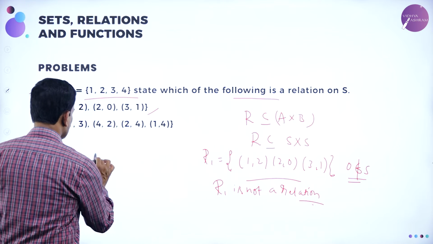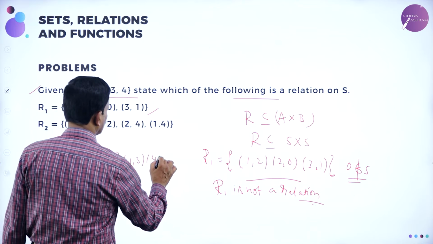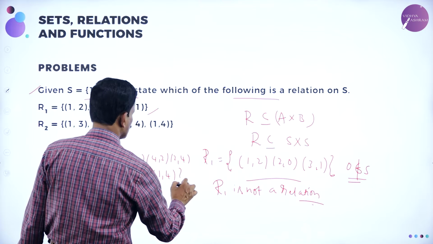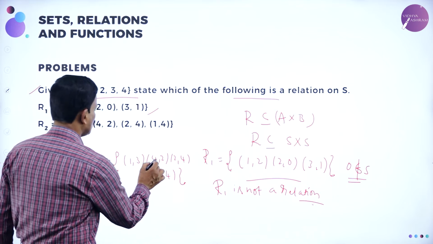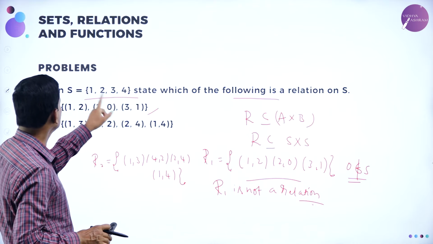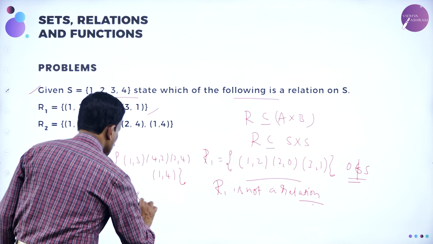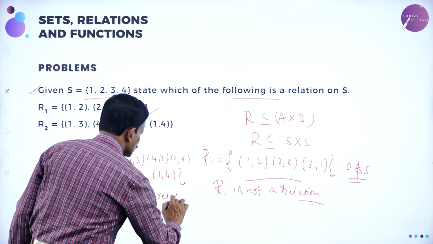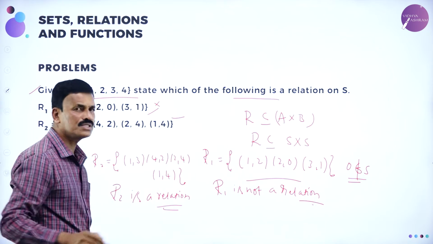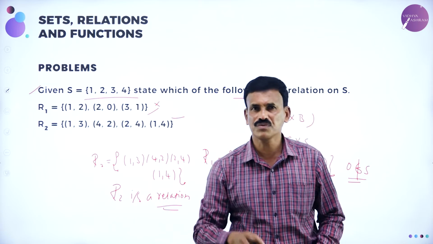Whereas, let us come to R2. What does R2 contain? (1, 3), (4, 2), (2, 4), and (1, 4). So therefore R2 is a relation. R1 is not a relation, R2 is a relation on the set S. That's it. Hope you followed.